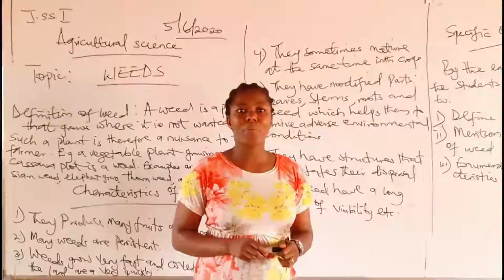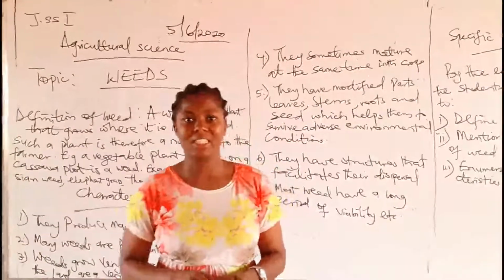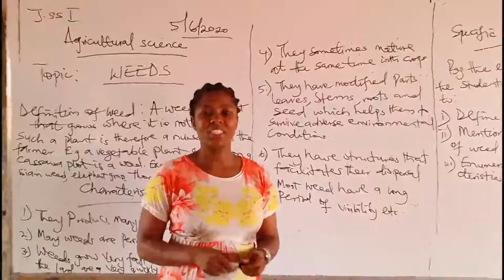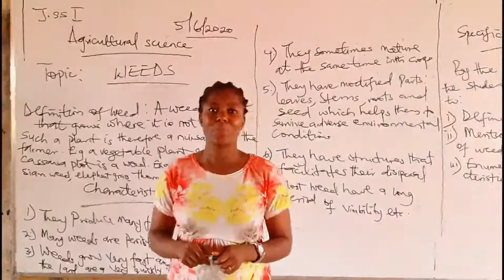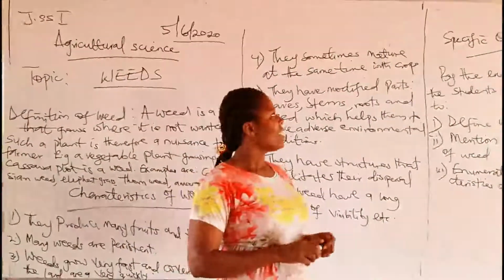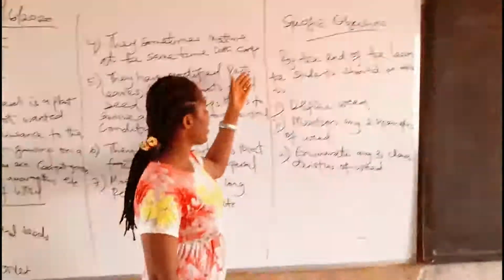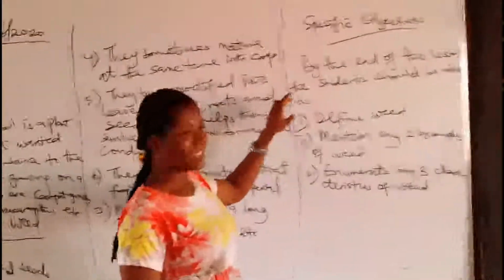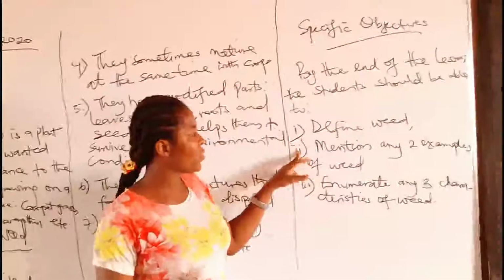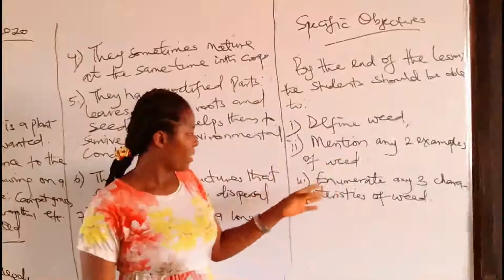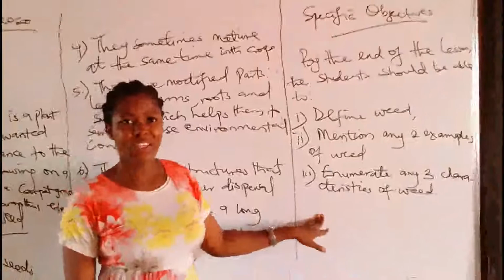Then our topic this day, in this our lesson, we are going to discuss weeds. What did I say? Weeds. W-E-E-D-S. Okay, thank you. By the end of this lesson, it is expected that the student should be able to, number one, define weed. Number two, mention any two examples of weed. Number three, enumerate any three characteristics of weed.